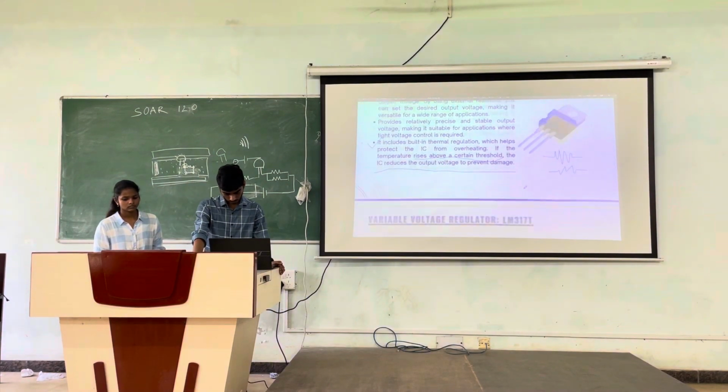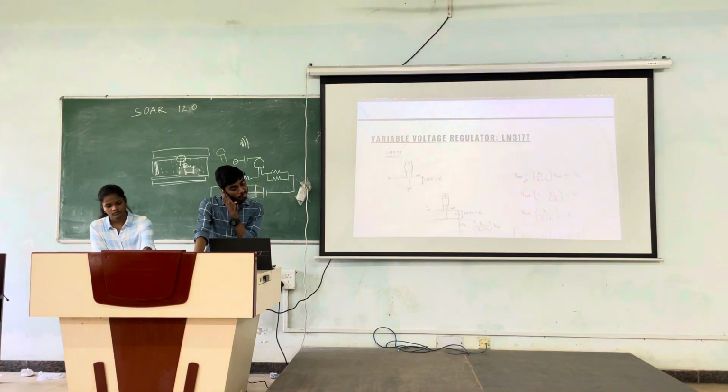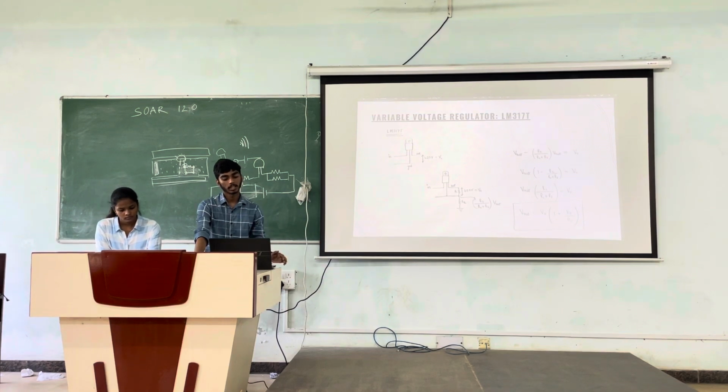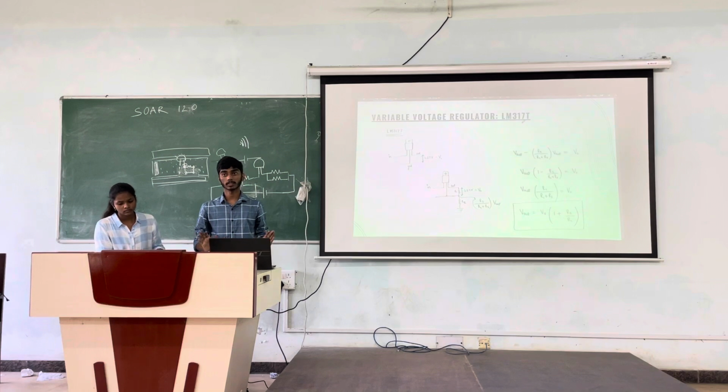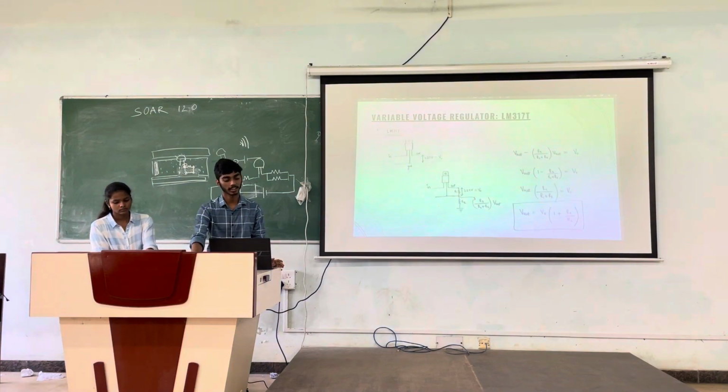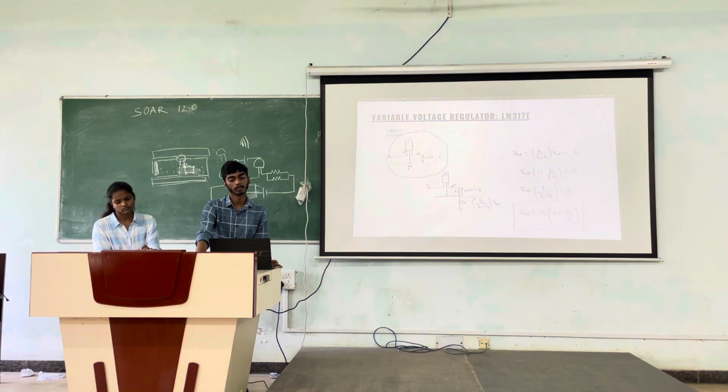Okay. Let's proceed further. So, variable voltage regulator. How are we going to use them? Let's understand this now. So this is the IC LM317. Suppose this is pin number 1, this is pin number 2, and this is pin number 3. Fine. So this side is the input side. And this one is the output side.